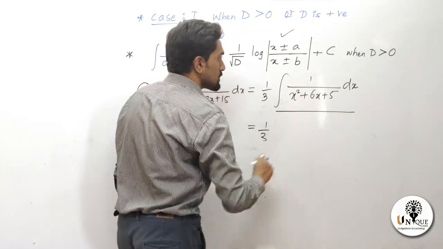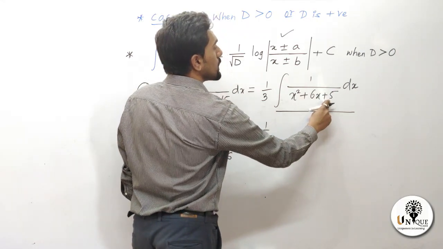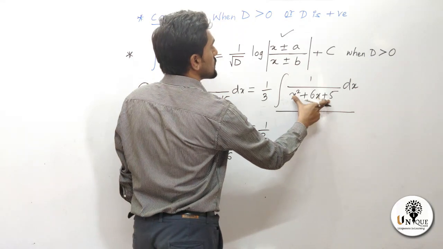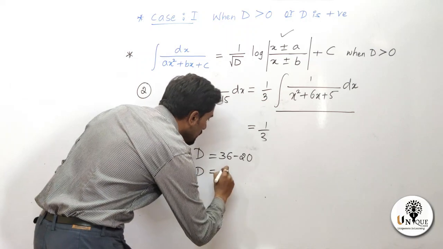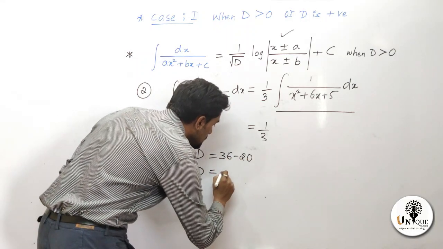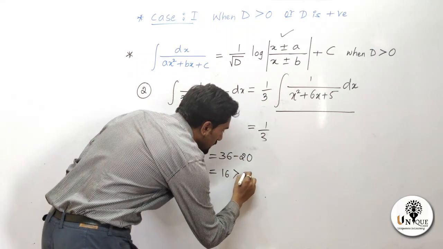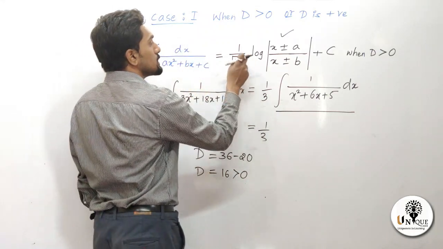6 means 36. 4AC: 4 into A is 1, into 5 is 20. So D is equal to 36 minus 20, which means 16, which is greater than 0. So we can choose this formula.